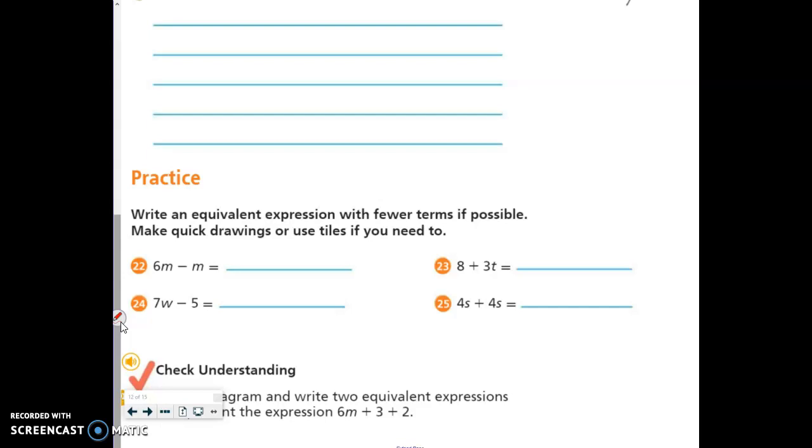So I want you to identify 22, 23, 24, and 25. Which two can I combine and which two can I not? And I think that will really drive the point home to understanding this concept. I'll give you about 10 or 15 seconds here to be thinking about that.